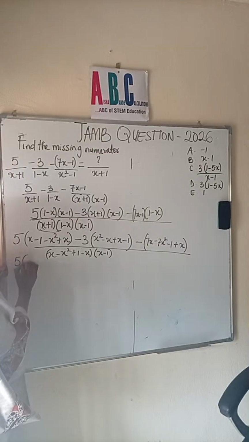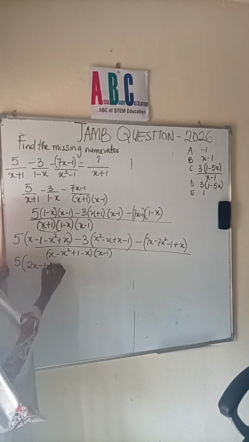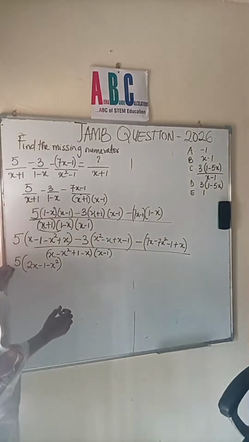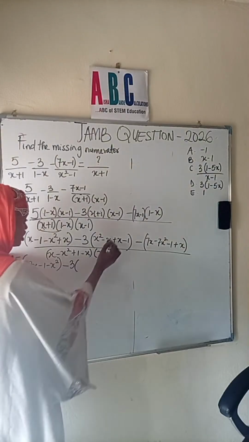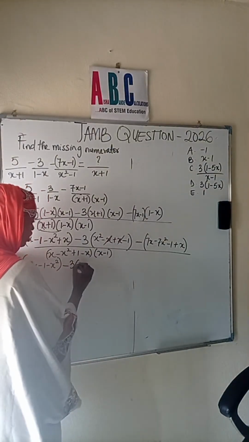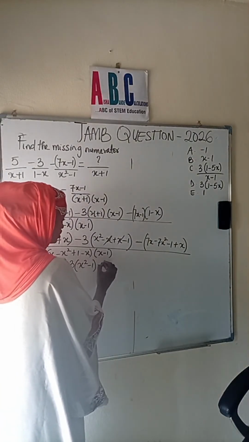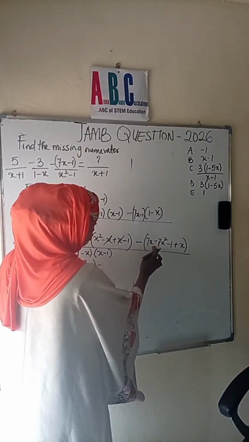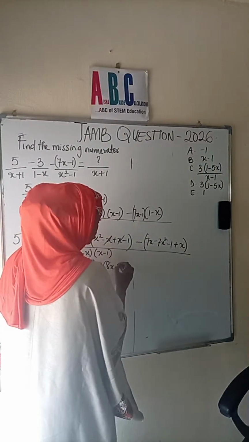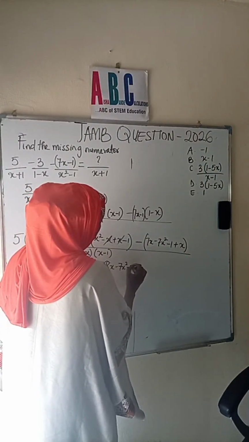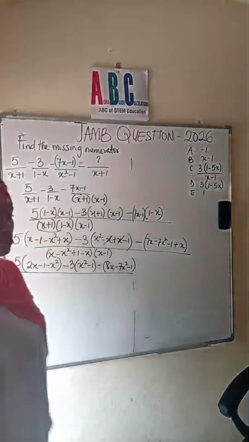This is 5, open bracket, x plus x will give me 2x, right? Minus 1 minus x squared. I'm done with this. Let's go to the next one. 3, open bracket, minus x will cancel plus x. I'm left with x squared minus 1. Then minus 7, open bracket, 7x plus x will give me 8x, minus 7x squared minus 1. Hope you're understanding this. I hope I'm not missing out any step.